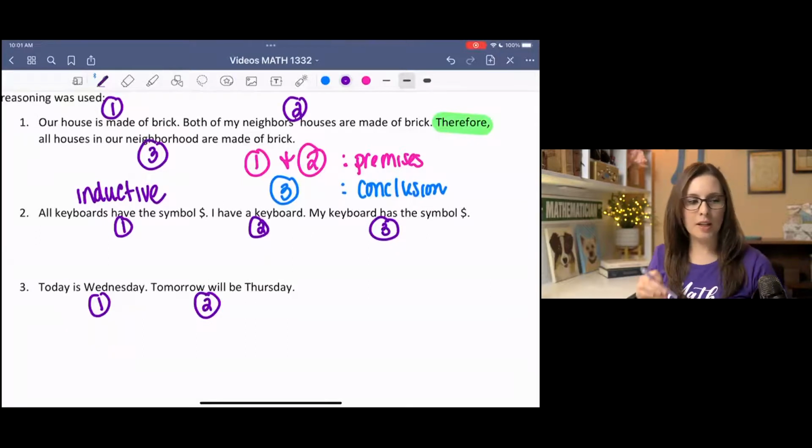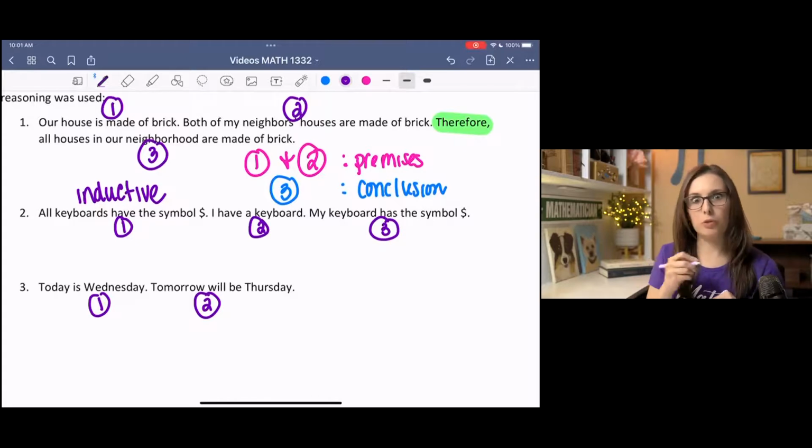In mine, again, I've labeled the statements so that note-taking is a little bit easier instead of rewriting all the statements over again. It makes it a little bit faster. In number 2, it says the fact that all keyboards have the symbol, and it's a little dollar sign. It looks like an S, but it's a dollar sign. And then I have a keyboard. And then the last statement is my keyboard has the dollar sign symbol.